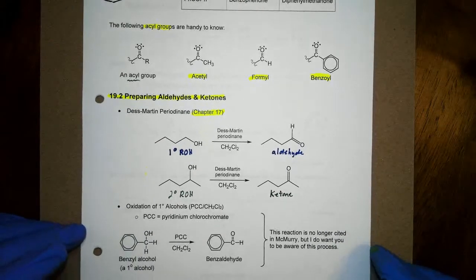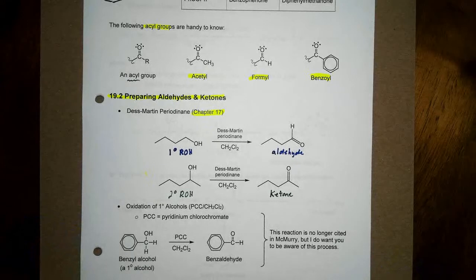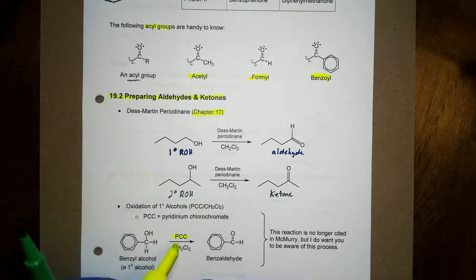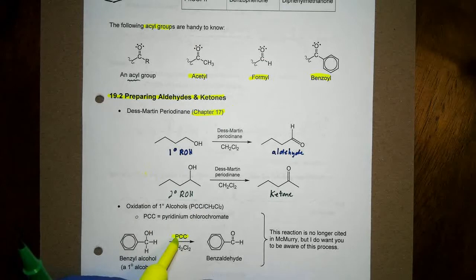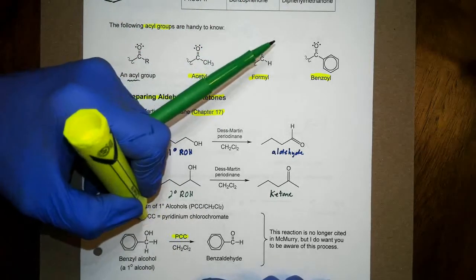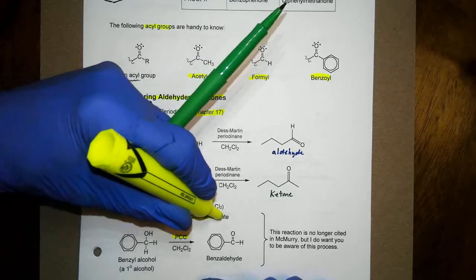Now there is one reaction that McMurry had in times past that he no longer lists, okay, but we still see it from time to time. And in effect it does the same thing that the Dess-Martin does, and that is the use of PCC. Okay? So notice here we have PCC. Now PCC is an acronym for pyridinium chlorochromate.